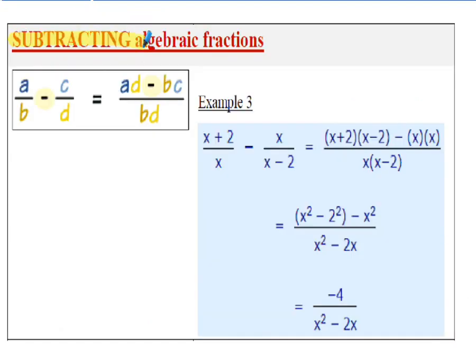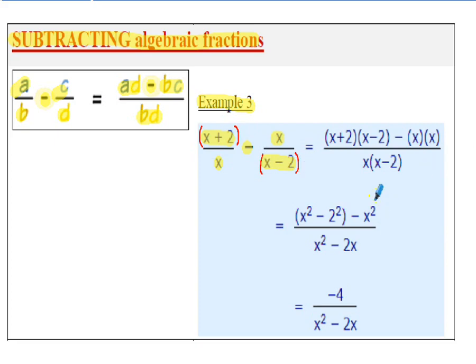Let's consider subtraction of algebraic fractions. If we're given fractions of a upon b minus c upon d, the solution will be of the form a multiplied by d minus b multiplied by c, divided by the denominator b multiplied by d. Let's look at example 3 here. We're given a fraction of x plus 2 divided by x, minus x divided by x minus 2. Again, it can help the solution to think of the top and the bottom being in terms of brackets.